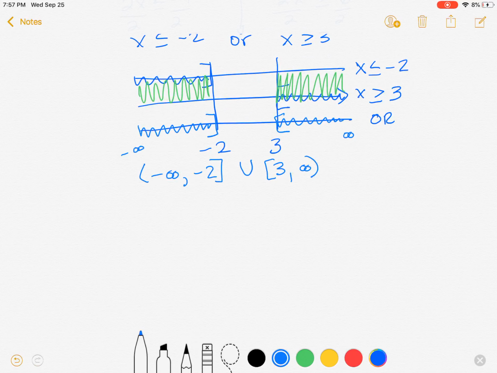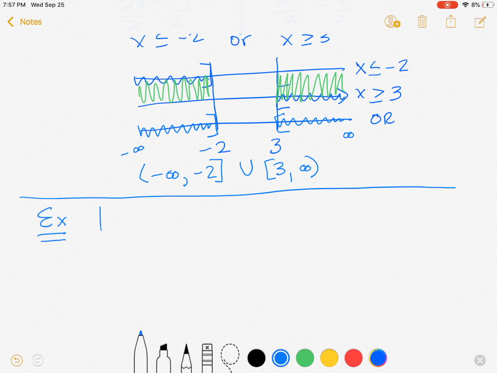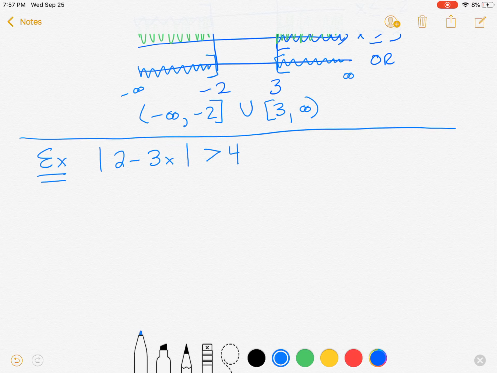All right. Let me do another one of those just so you can see. And I'm going to make this one a change where you have to divide by a negative. So let's say that I had 2 minus 3x greater than 4. All right. Again, the setup is the exact same way no matter what, since it's a greater than. We're going to have 2 minus 3x greater than 4, just like the original, except without the absolute value signs.